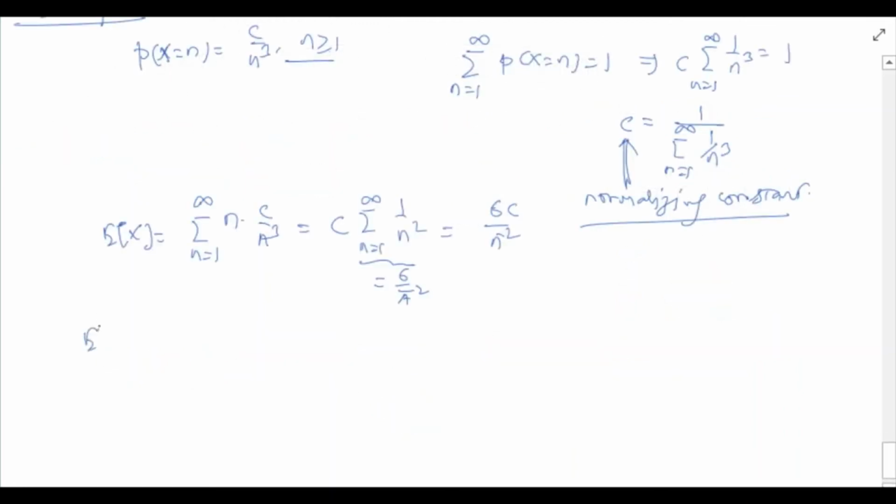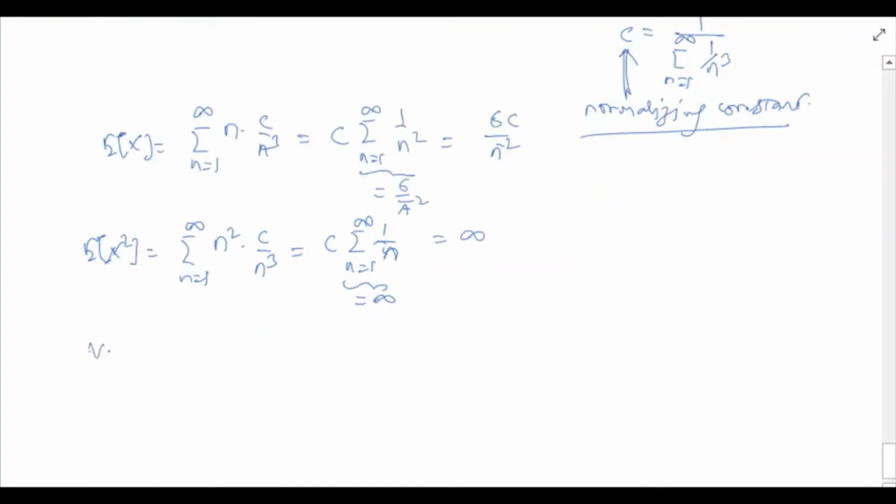Now let us look at the second moment, expected value of x². This, from the formula of expectation of functions of random variables, can be written as the sum over n equals 1 to infinity of n² times c/n³. So c times the sum over n equals 1 to infinity of 1/n, and we know that this summation is infinity. So the second order moment of x in this case is infinity.